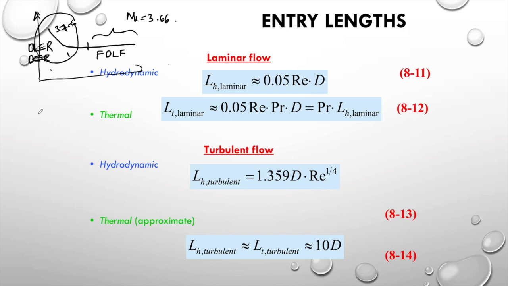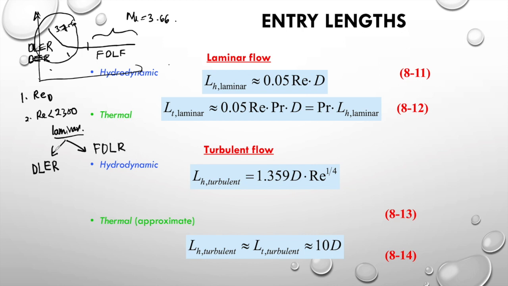Okay, the steps are like this. First, you find your Reynolds number, and then you compare it with 2300. If it is below 2300, it is laminar. This is your previous example 7. And under laminar flow, there are two regions: the developing laminar entrance region and the fully developed laminar region.